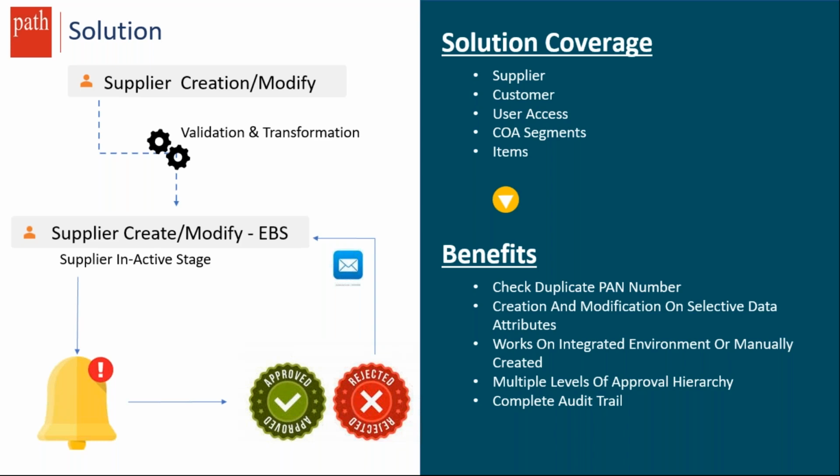The benefits of this solution would be that an approved supplier is being maintained in the system. We'll be doing the deduplication of a supplier based on tax registration number or the PAN number as well. And we'll also see how approved banking details of the supplier are maintained in the system. A complete audit trail will be recorded, and multiple levels of approval hierarchy can be maintained.